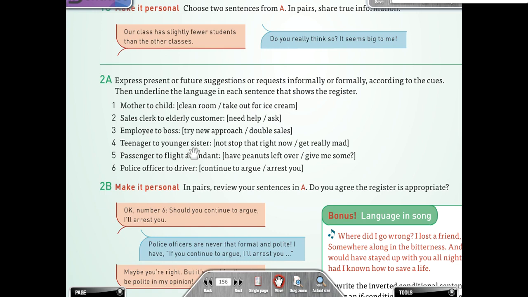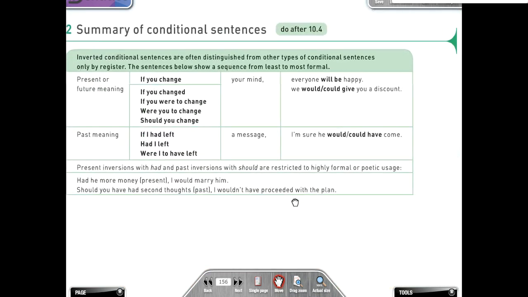Try to rewind the video and check the previous activity that we did. It's easier than trying to use it like in this case. I think they confuse you a little bit, so don't worry. Remember, after were, subject and to have, and in this case we are only changing the places. Have I left to say goodbye, if, and I put have first. Should you change? Yes, again were, with to change, present or future, and past meaning.